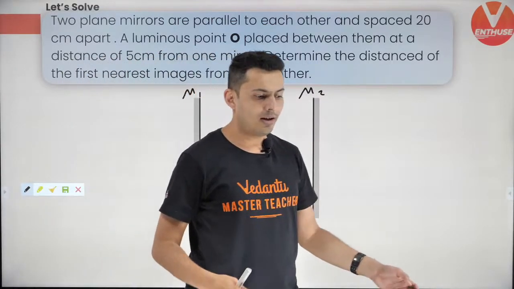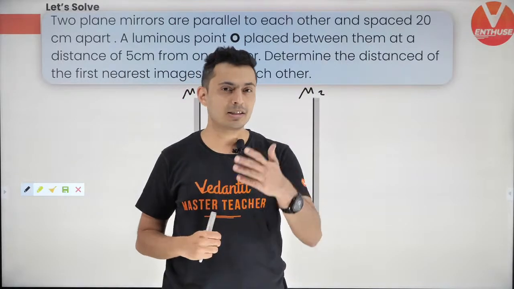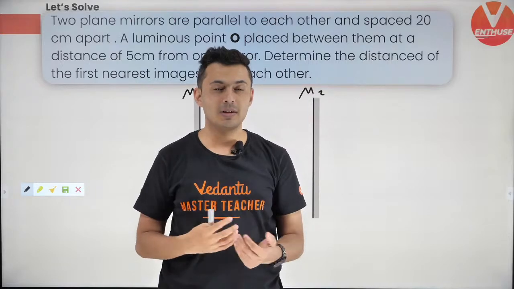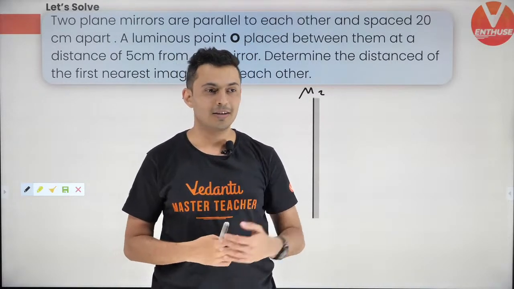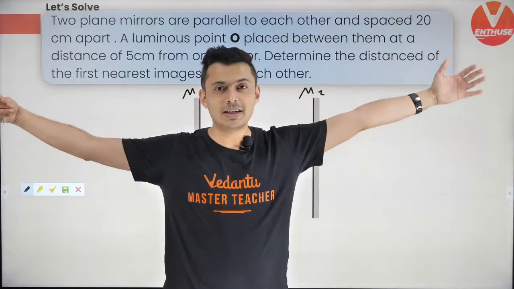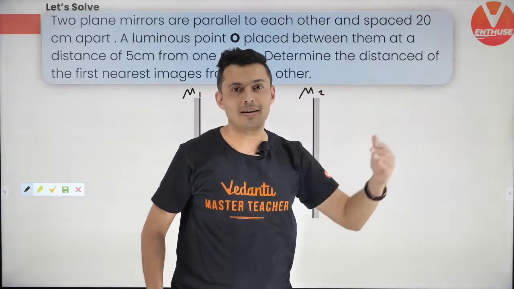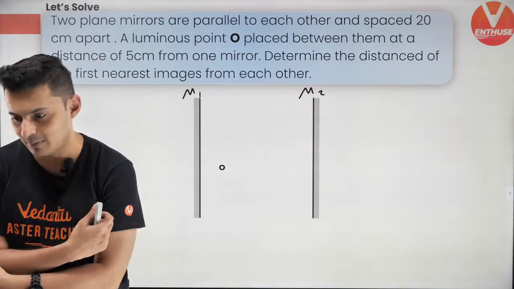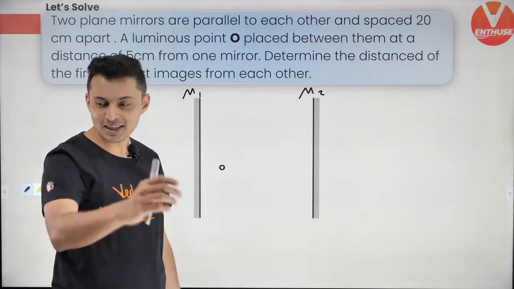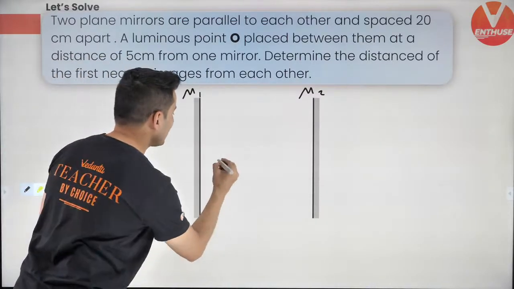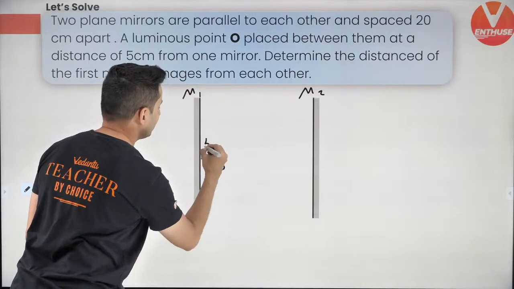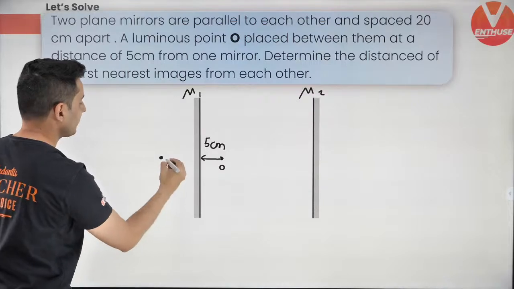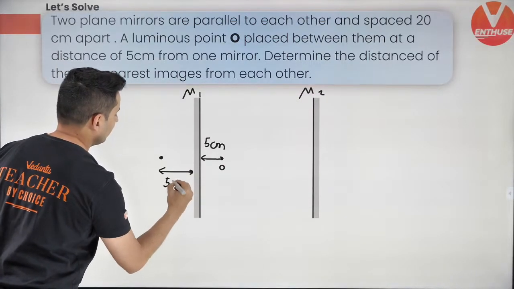Haven't you ever stood between two parallel mirrors, especially at the barber shop or at the changing room in a mall or a store where you buy clothes? There is a mirror here and a mirror here, and you see multiple images getting formed as if there is an army of you. Haven't you experienced this? Ankit already says that he has seen it in a barber shop. Very good. So guys, if this is the object at a distance of 5 centimeters, you will see the image behind mirror 1 exactly at a distance of 5 centimeters.